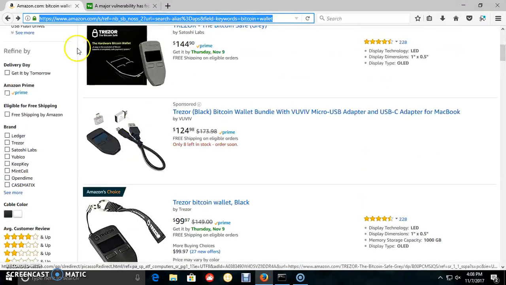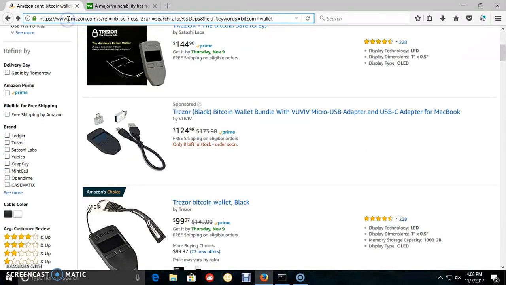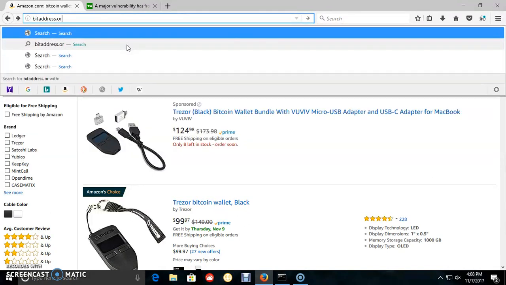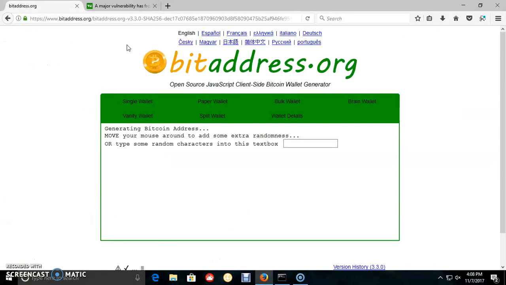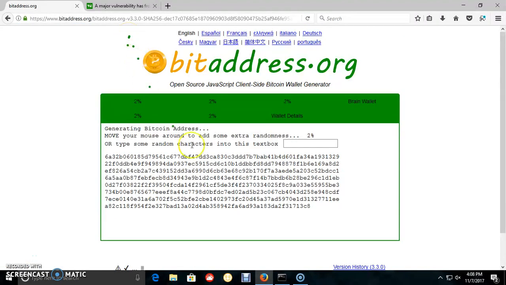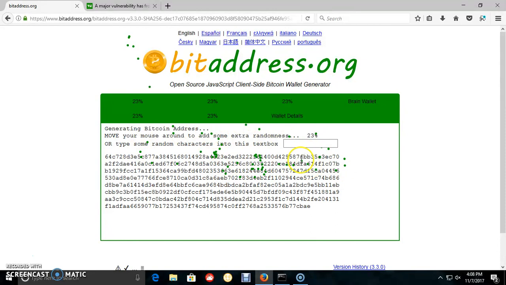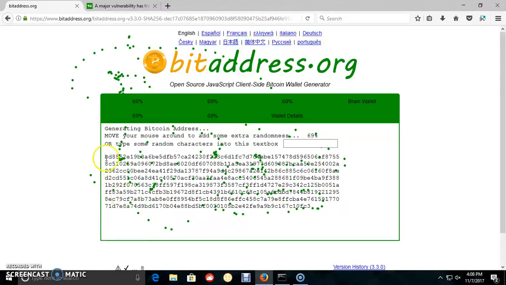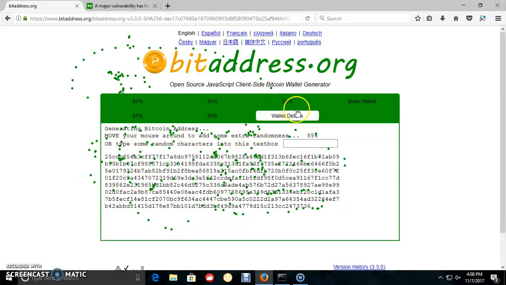So that question led me to another one. My favorite one is still, you go to bitaddress.org. If you go to bitaddress.org, it will generate a random Bitcoin address for your wallet. If you move your mouse here and there, whatever, as you can see, there's no way someone else can trace this number and trace my mouse and get the same address.